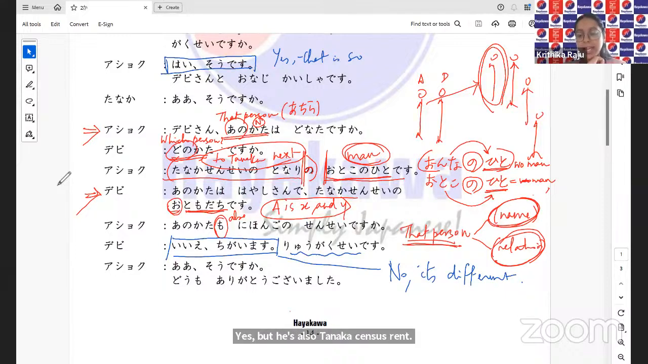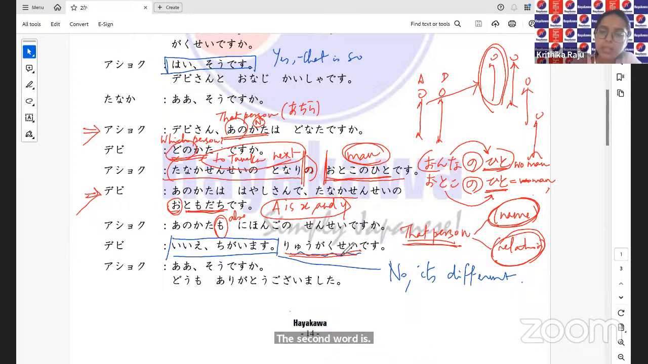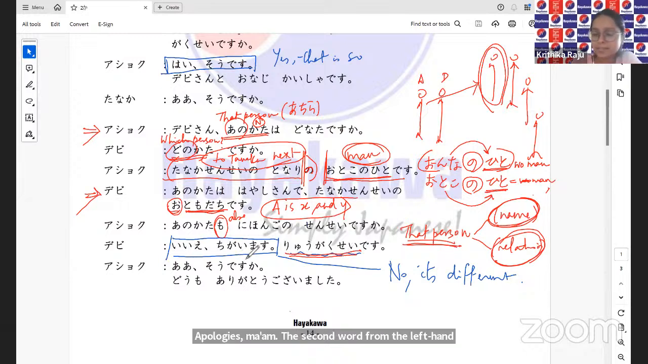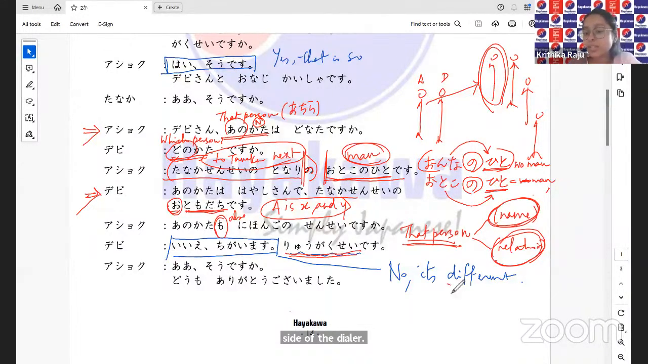Sensei, can you repeat the second word again? The second word is Ryugakusei. Apologies, ma'am. The second word from the left-hand side of the dialogue. Chigaimasu. Okay, and that means... Chigaimasu means different.